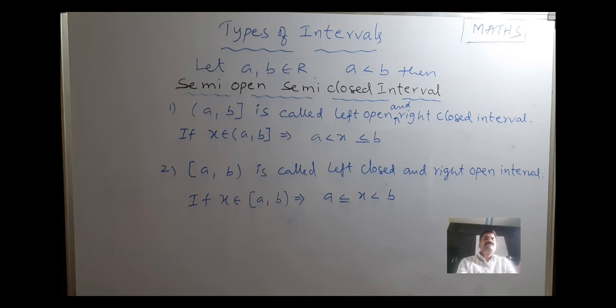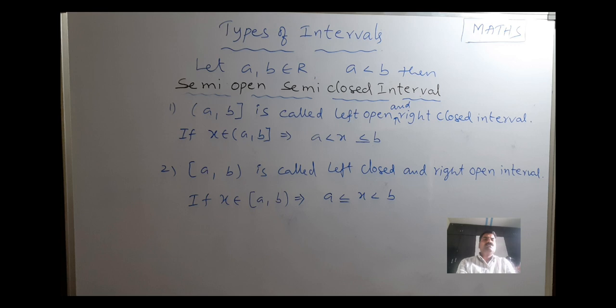See, this time this is a left closed and right open interval. Closed a comma b open. You have to read it as closed a comma b open, which is also considered as a left closed and right open interval.